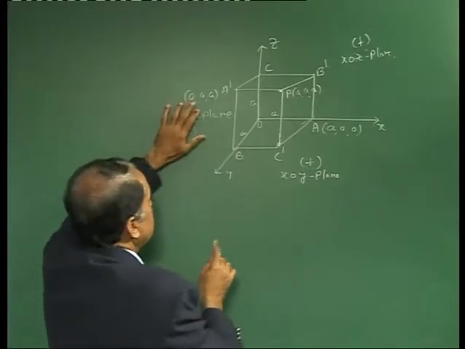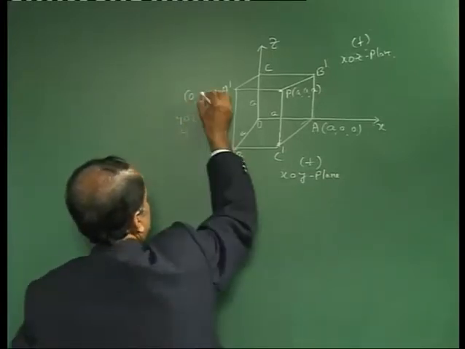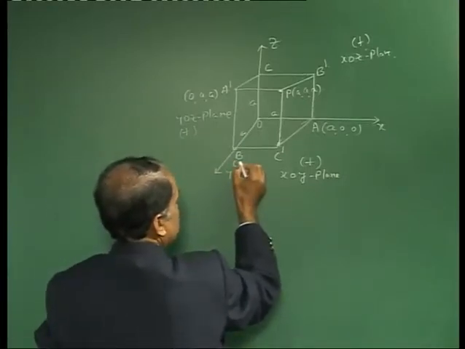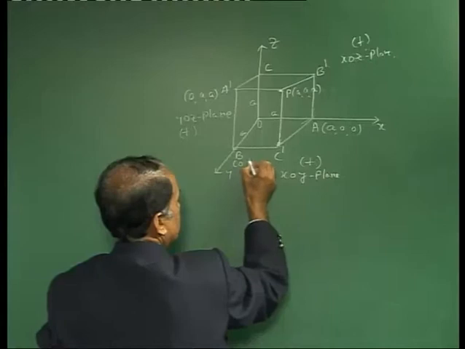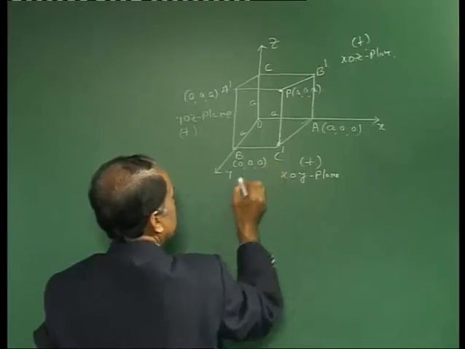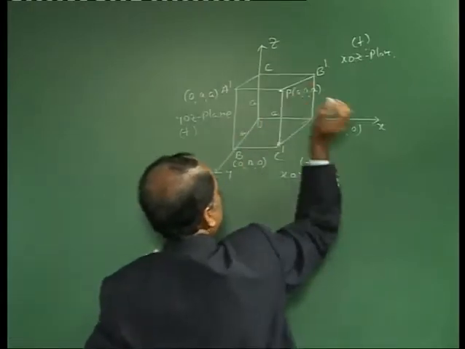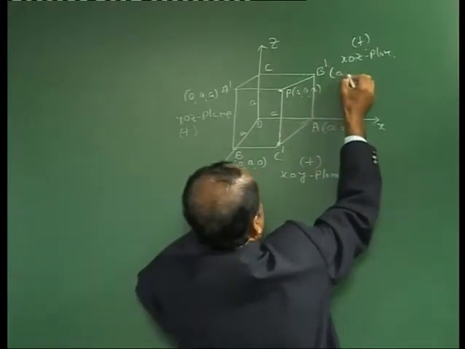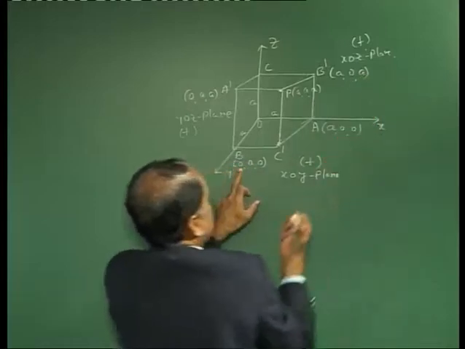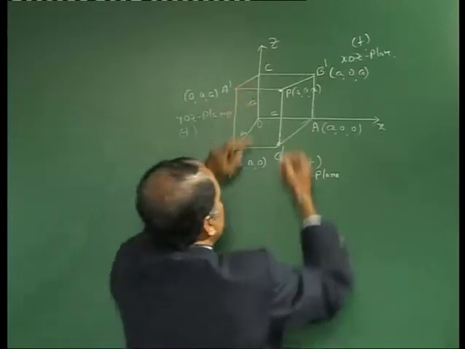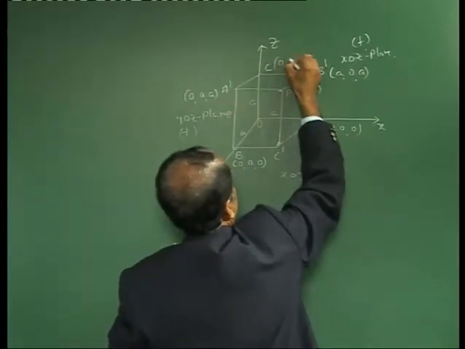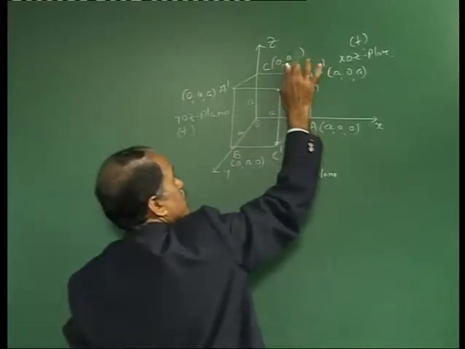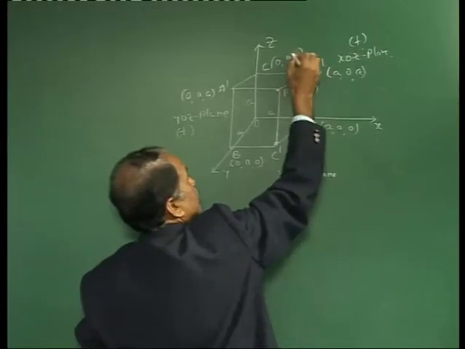Therefore this must be 0, A, and A. Similarly, B has the coordinates 0, A, and 0. And C, the opposite one to B dash, should be A, 0, and A. If C has the coordinates 0, 0, and in place of z it should be A.